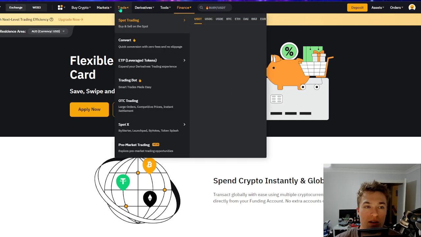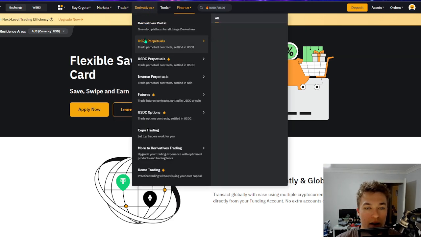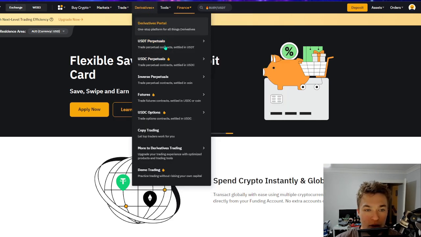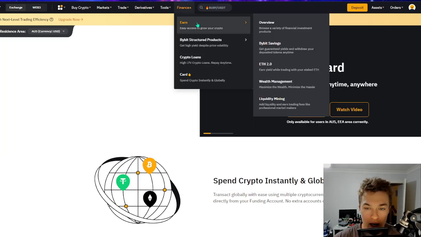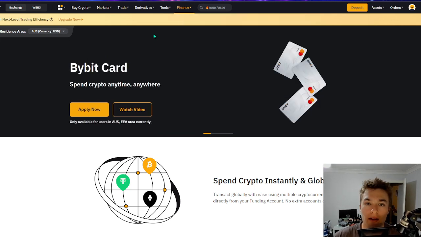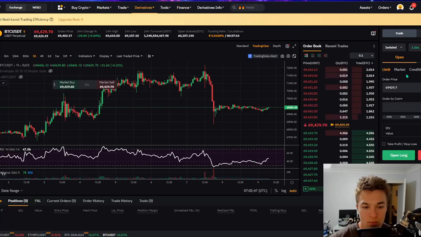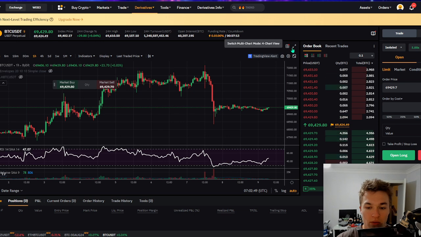But for most people, you're probably just going to be sticking to the spot trading and the derivatives trading. So that's all quite simple, quite easy to use. The earn program is very handy. I think that generally sums up the main features of ByBit, how we can quickly access them, how we can use them.